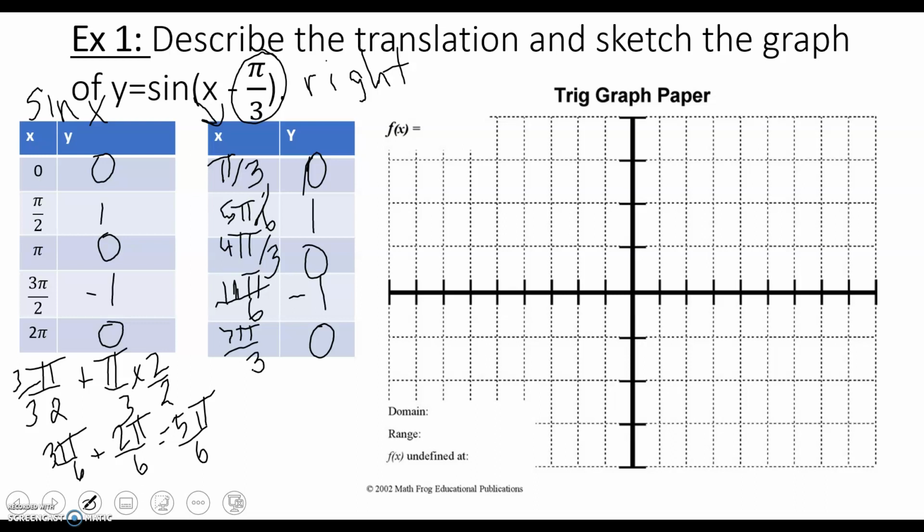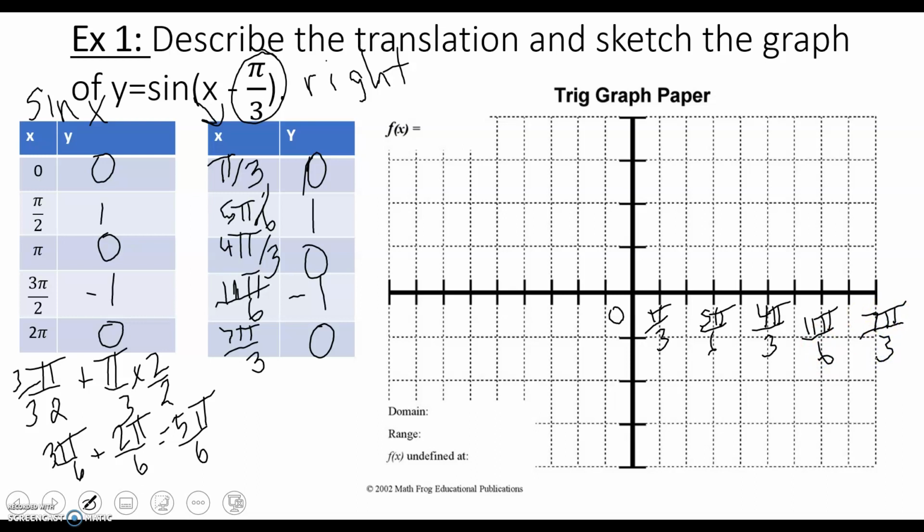And so I'm just going to put those values over here. So we have 0, pi over 3. And I know they may not be spaced out right, but 5 pi over 6, 4 pi over 3, 11 pi over 6, and 7 pi over 3.